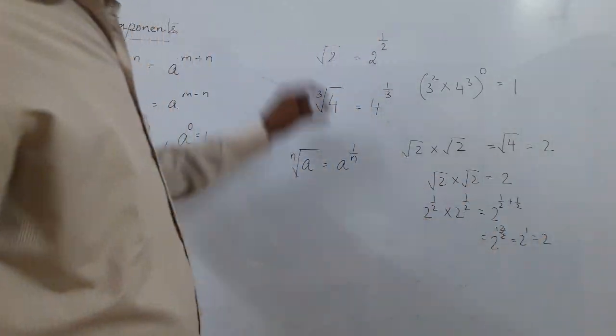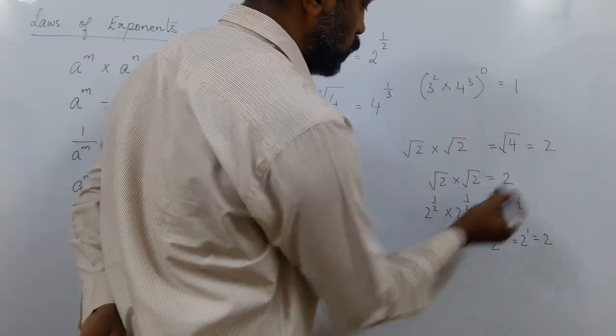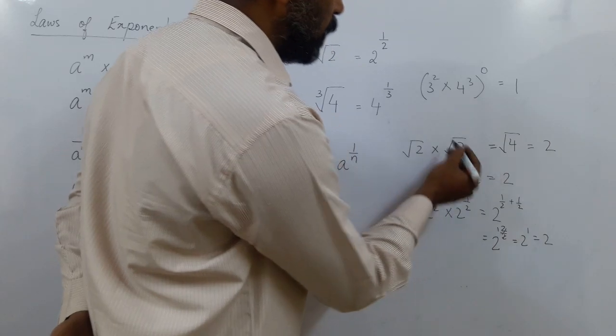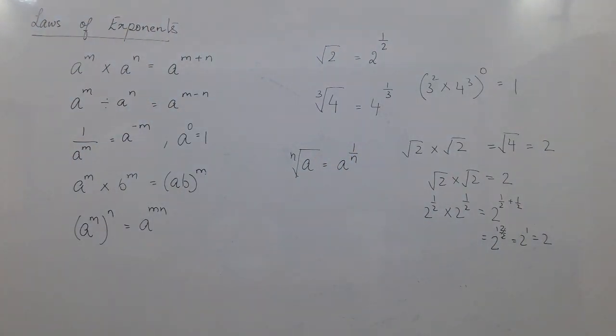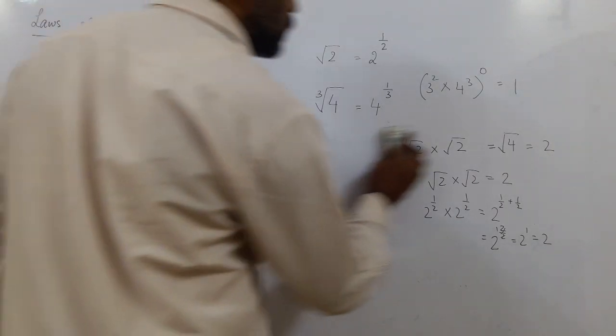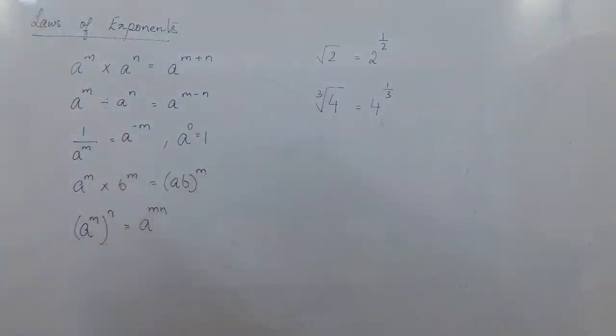So this is true. Can you see? By putting the value we got root 2 into root 2 equal to 2, and by doing the power form also I got 2. So this is the verified form of writing the powers of real numbers. Let us try this out also. Now let us see whether this works.